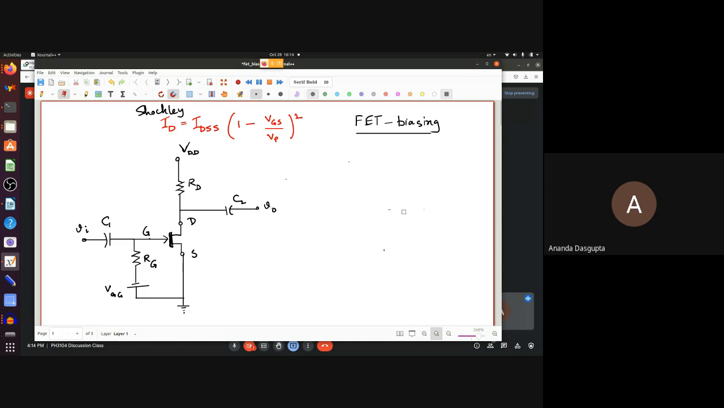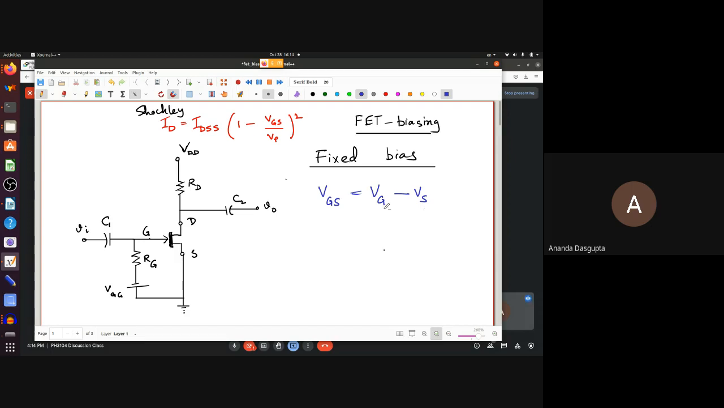Okay, so now the name of this kind of biasing circuit is fixed bias. And analyzing this circuit is absolutely trivial. All you do is find VGS to be able to use this formula. VGS is, of course, the gate voltage minus the source voltage.